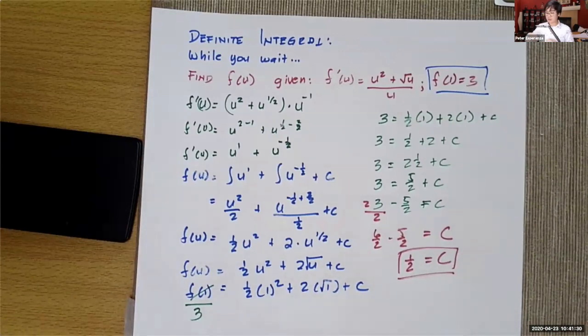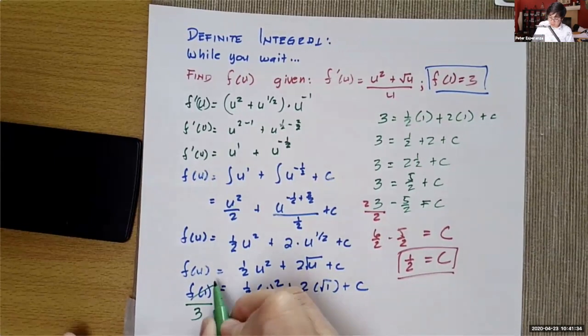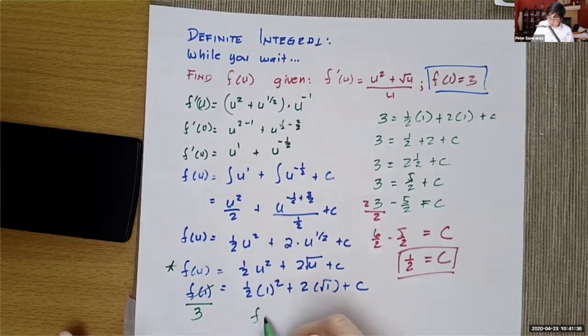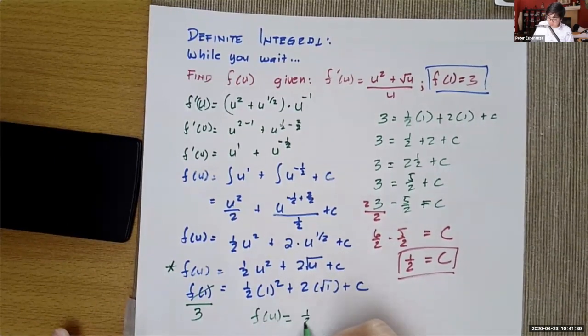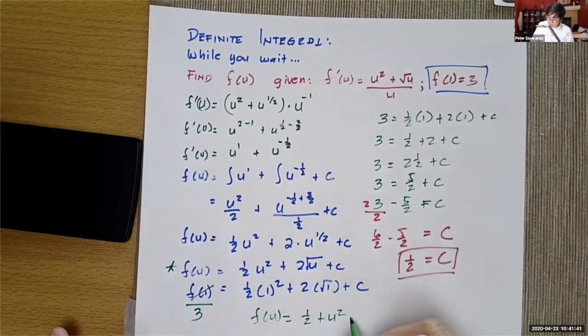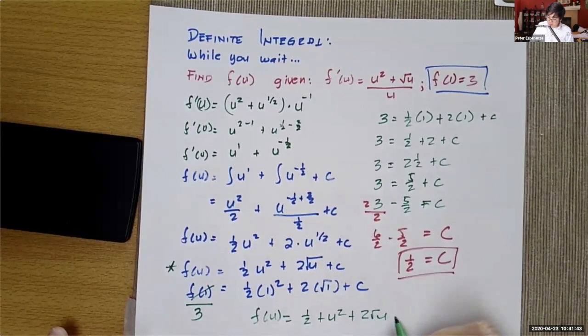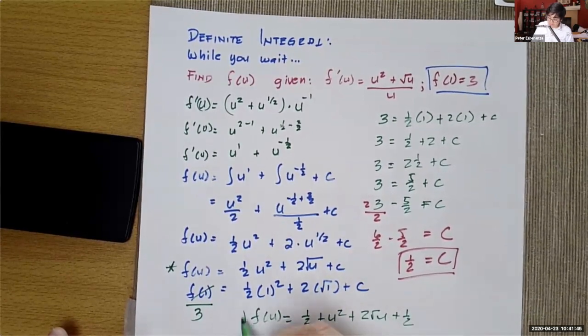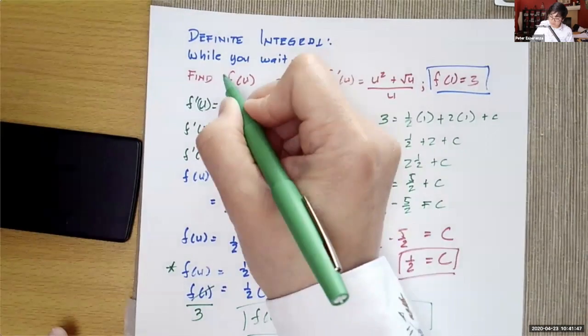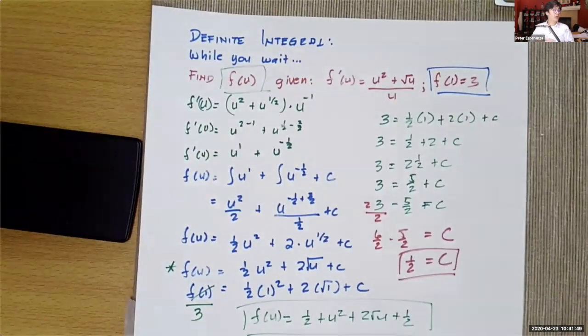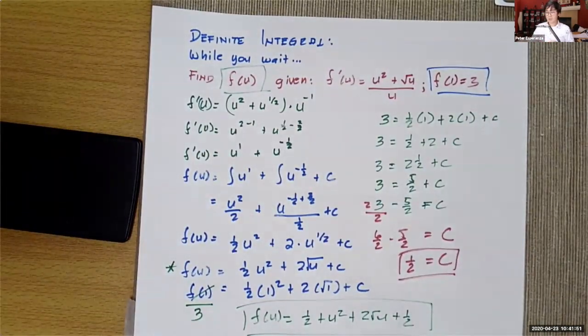And now to complete our work, we just need to plug in 1/2 to f of u. So our f of u is this function. So f of u is equal to 1/2 plus u squared plus 2 squared of u plus 1/2. And we found f of u.